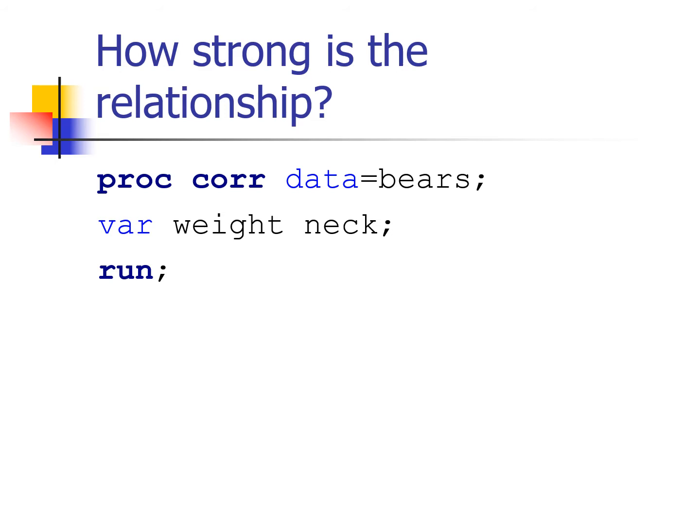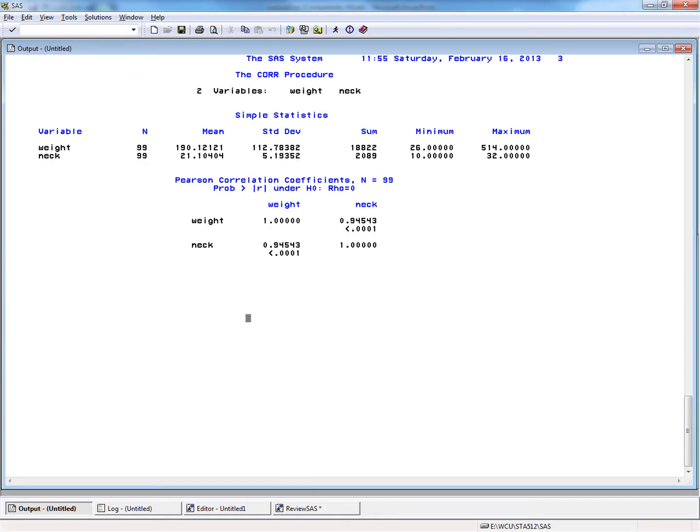So how strong is this linear relationship? We could answer that question with proc corr. Again, we're familiar with that syntax from last week. And there it is. In fact, it's stronger than 0.9. It looks like that correlation with a little bit of rounding is about 0.95. So a very strong positive linear relationship. A line does seem to fit it quite well. Although again, it doesn't mean that a curve might not still fit it better.